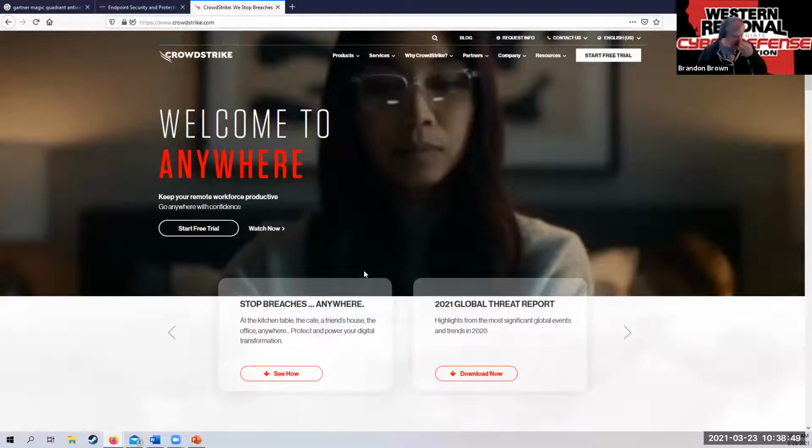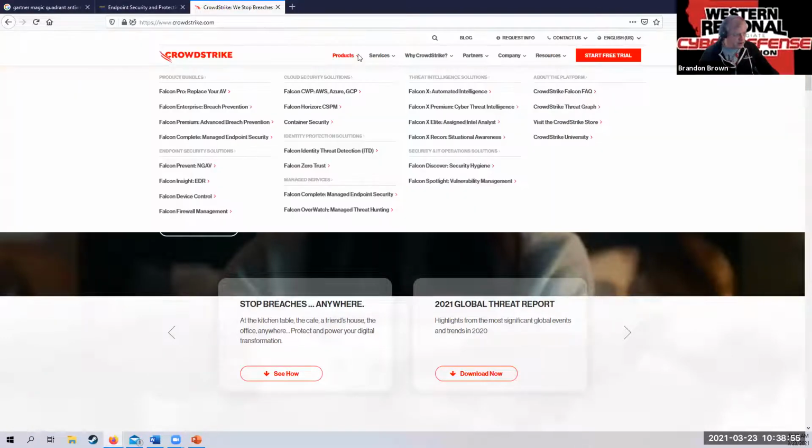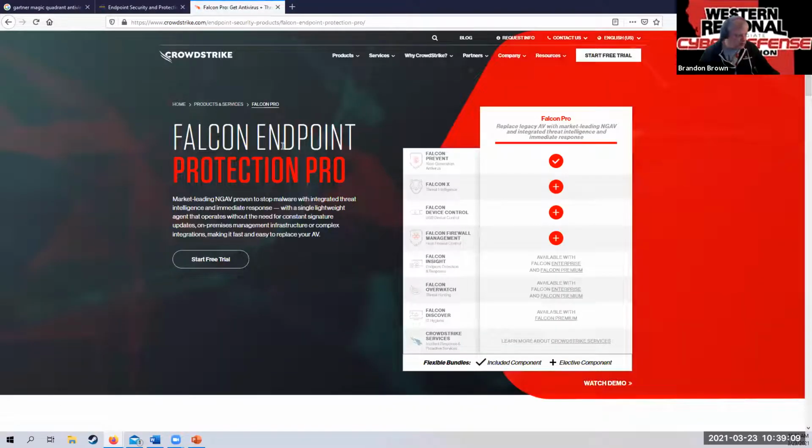CrowdStrike, well, they're still in the services department, but they've really tried to brush up in antivirus with their Falcon product, Falcon Pro. So that's something to look at in the future. When my antivirus comes up for expiration, I'm probably going to look at this myself.